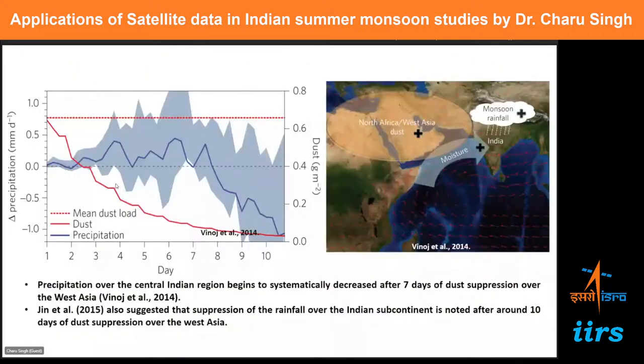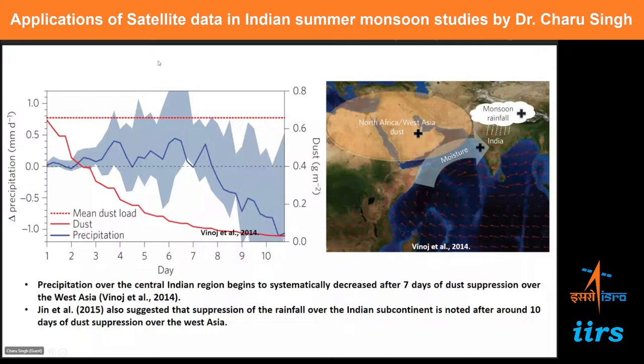So the satellite data set actually served as a basis for the researcher to get more insight into the physics of the monsoon rain and dust aerosol relationship. And the satellite data set also enabled us to diagnose the important covariability between these two parameters, and it helps us to understand the variability in a better sense.